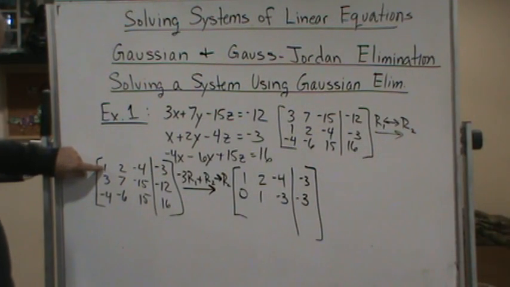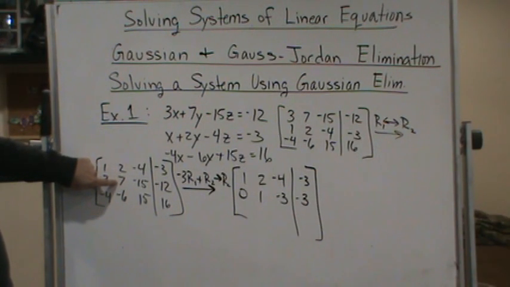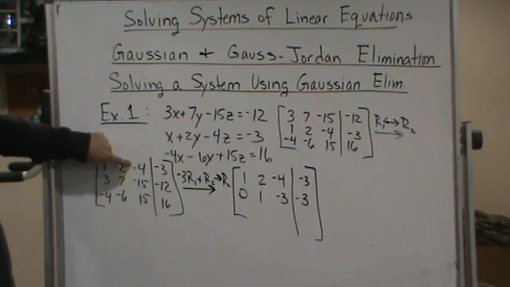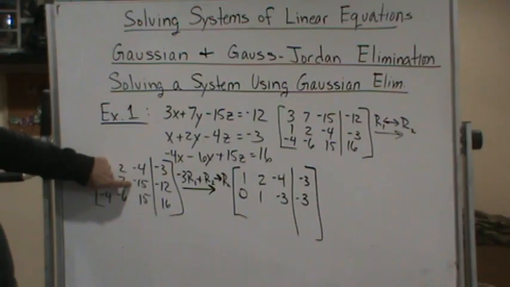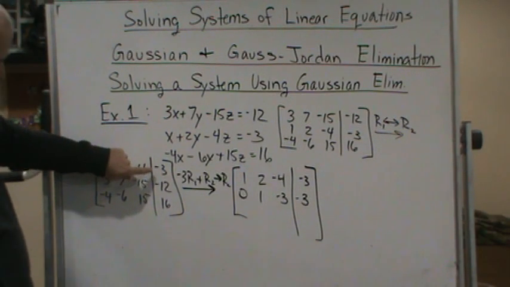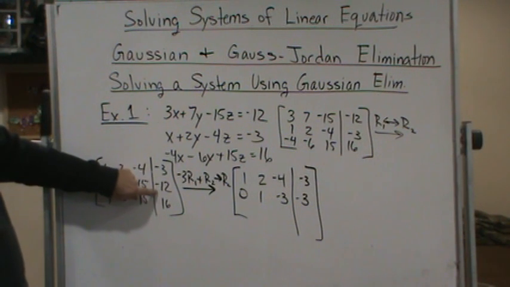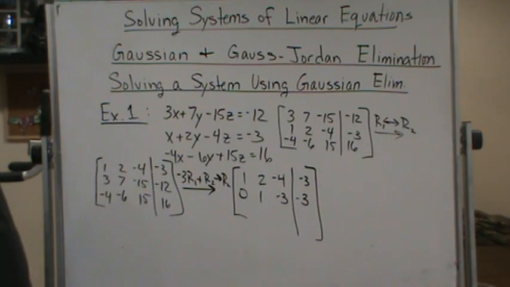So negative 3 plus 3 is 0. Negative 3 times 2 is negative 6, plus 7 is 1. Negative 3 times negative 4 is 12, plus a negative 15 is going to be negative 3. And then negative 3 times negative 3 is a positive 9, plus a negative 12 is going to give us negative 3. All right? So far, so good.